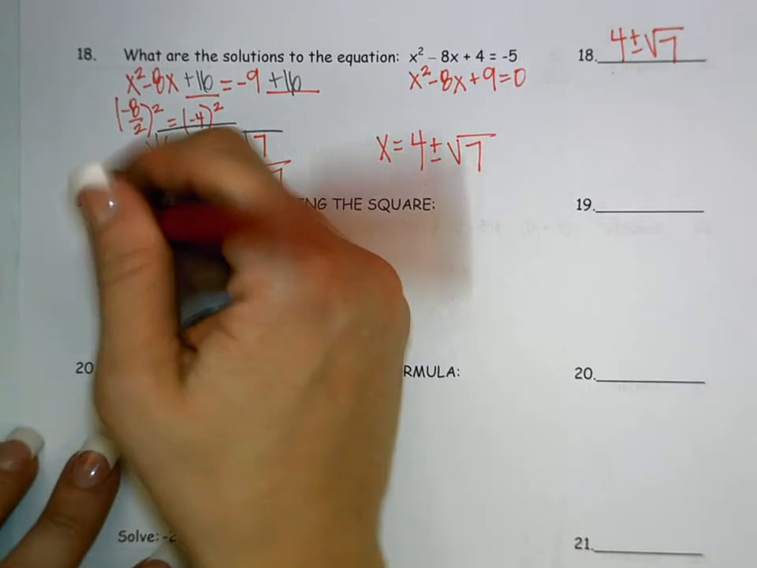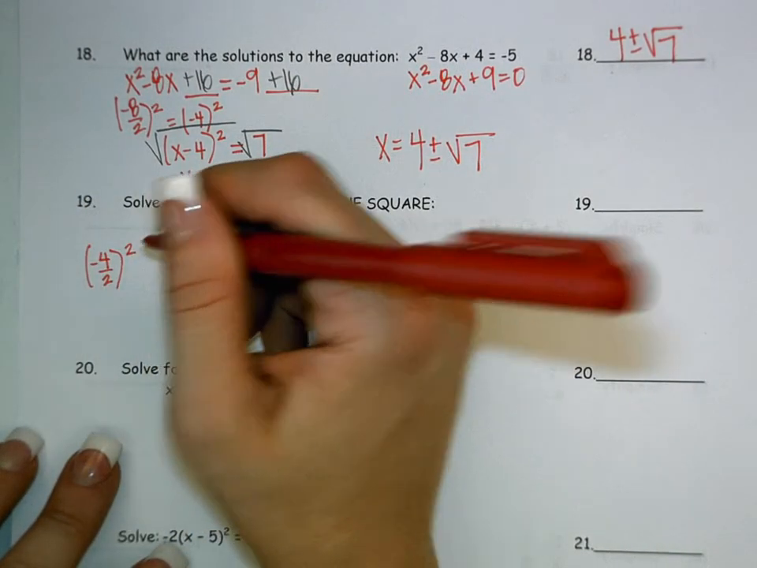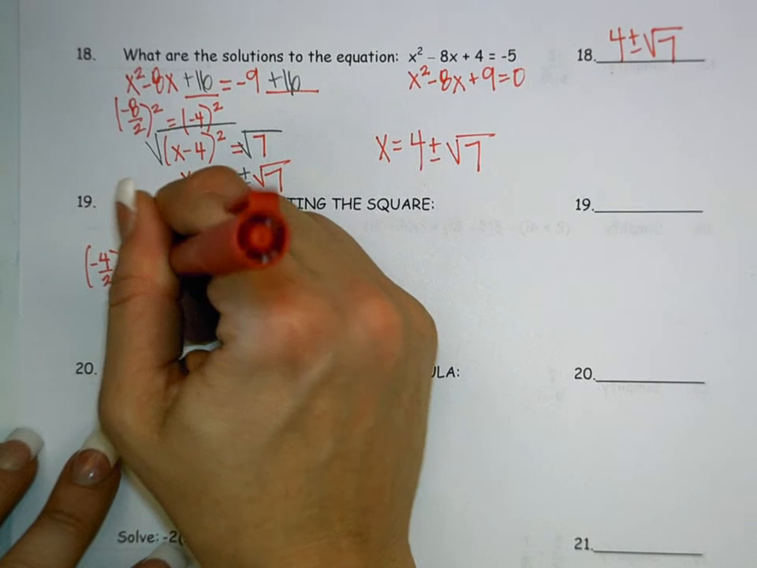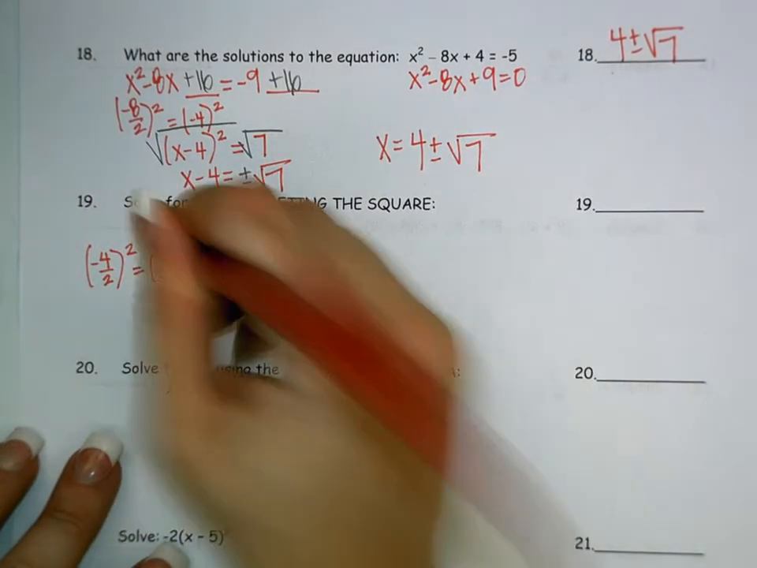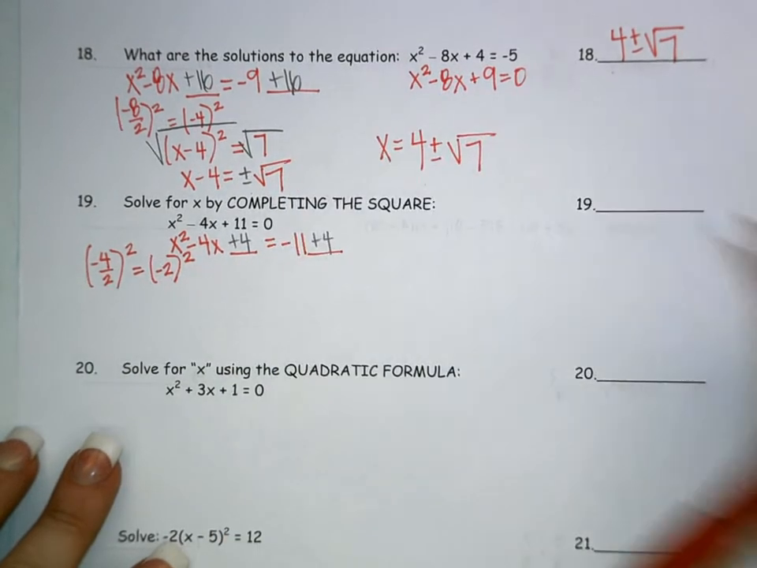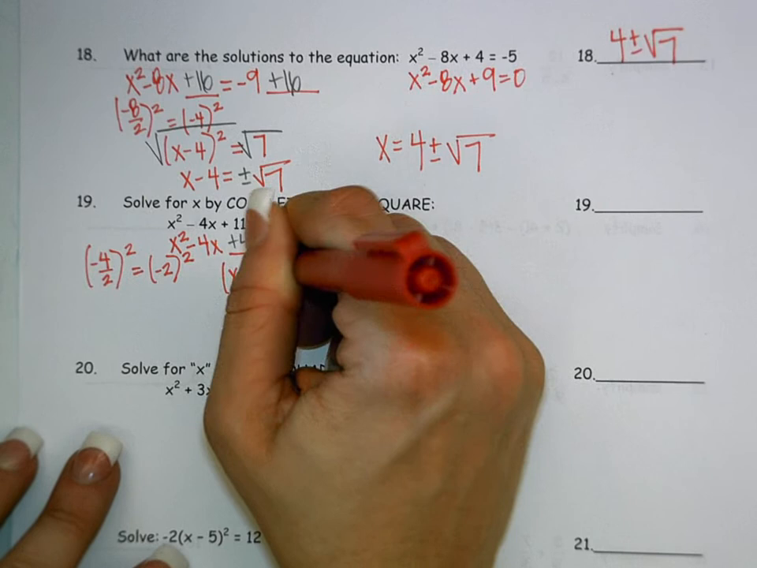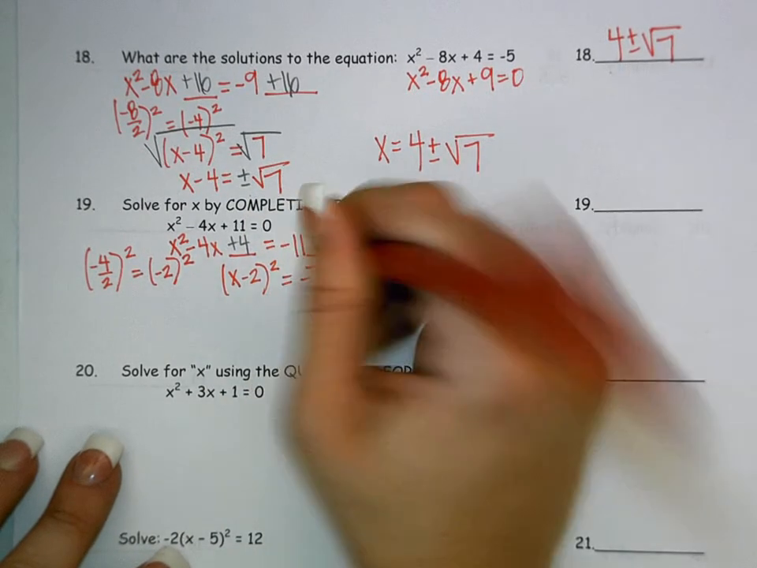Middle number divided by 2 and square it. So negative 4 divided by 2 quantity squared. Negative 2 squared means we're going to add 4 to both sides of the equation. If you rewrite this as a binomial squared, we get x minus 2 quantity squared equals negative 7.